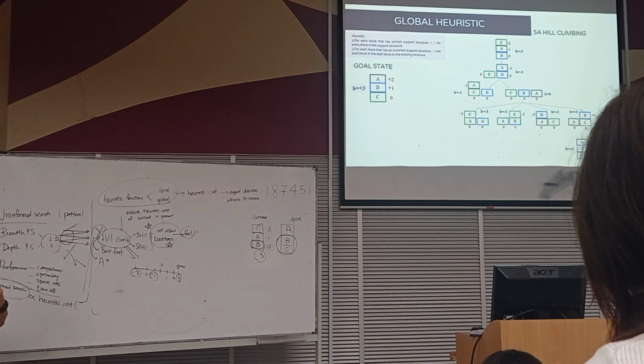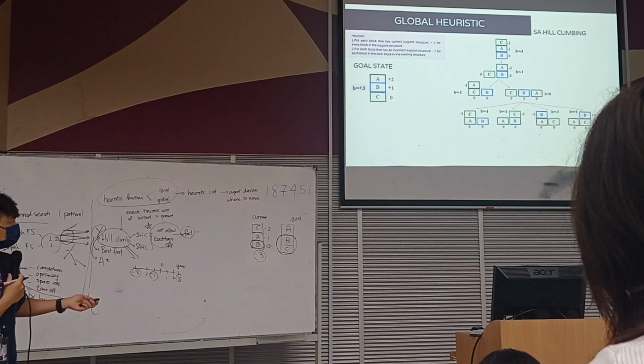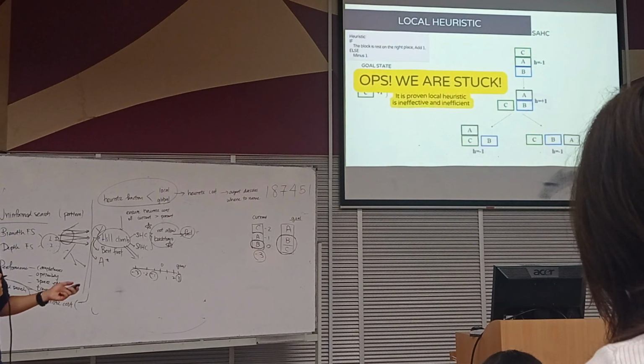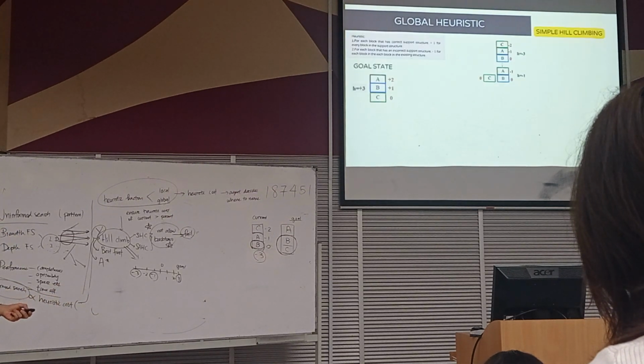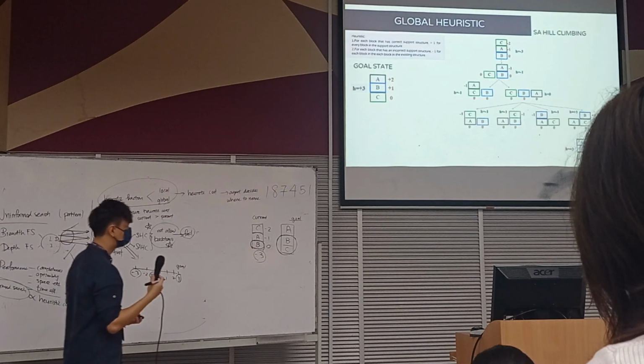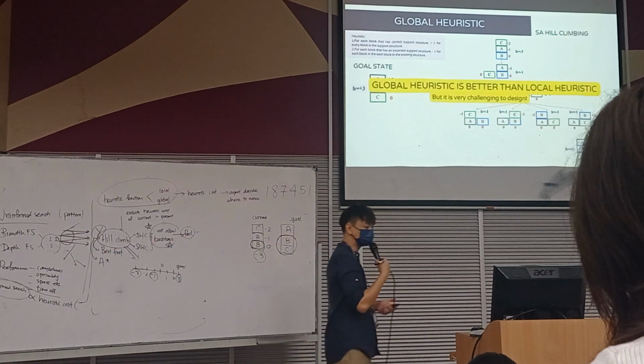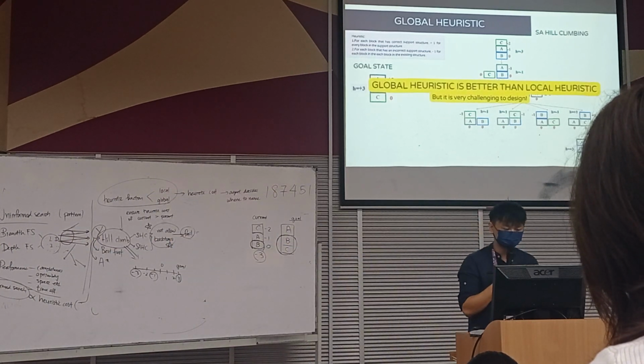So no matter if using the steepest ascent hill climb or simple hill climb, you manage to get the solution using the global heuristic function. Compared to the so-called local heuristic function, the previous case just now, we get stuck. Yes, so that is the difference between global heuristic functions and local heuristic functions.